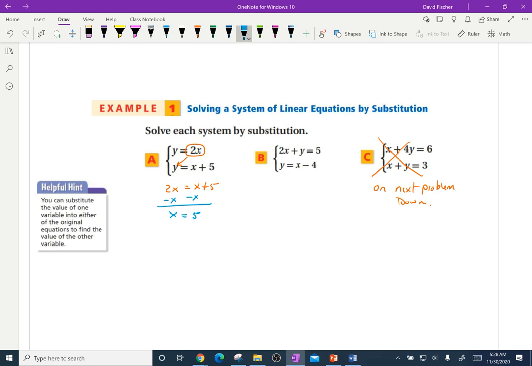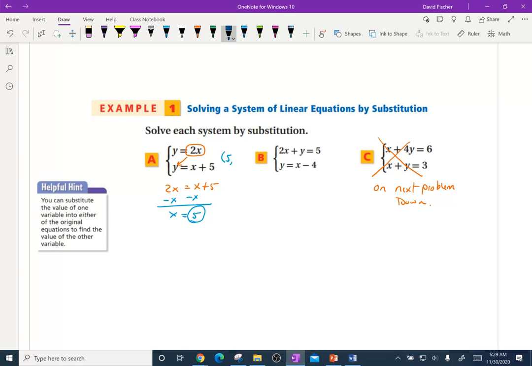So I got x equals 5. So I know the x part of my coordinate is going to be 5. Now, very important, like the directions up above where we highlighted, you need to substitute this 5 now into one of the equations. Doesn't matter if you put it in the first one or the second one. But you have to put it back into one of the original equations.